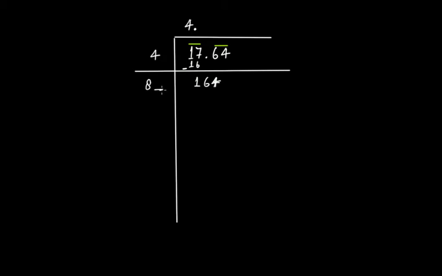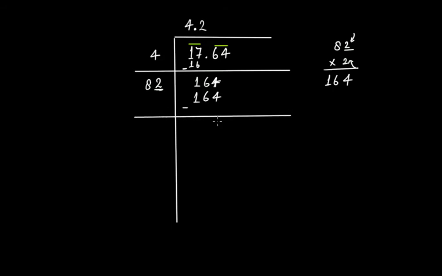Now blank space here. What digit should we place here such that we get a new number, and when we multiply this new number with the same digit that we have placed here, we get a number equal to or less than this one? Clearly, in this case, if you put 2 here and then multiply the same new number with 2 only, you get 164. So 82 times 2, you get 164. Subtract it and you get the remainder 0, right? So the square root of 17.64 is equal to 4.2.